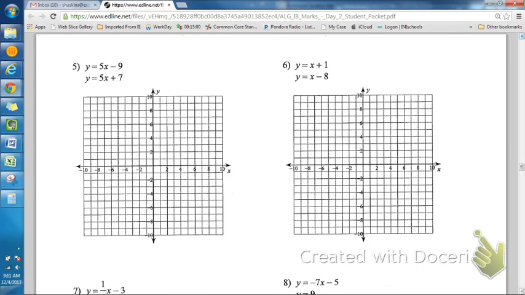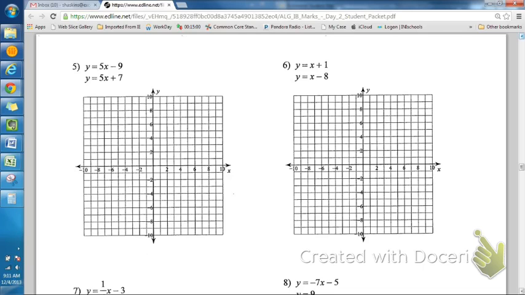Okay, I found the problem that I wanted to show you the example of for a different scenario. You still graph this the same way, but I just want to show you what the solution would look like then. So jump to problem number 5, and let me demonstrate this one for you.